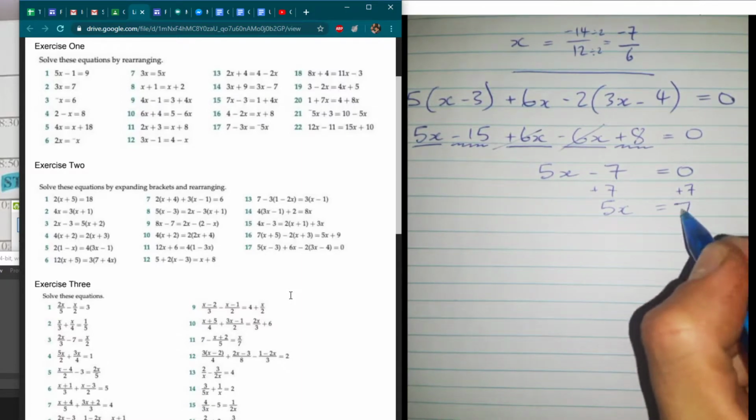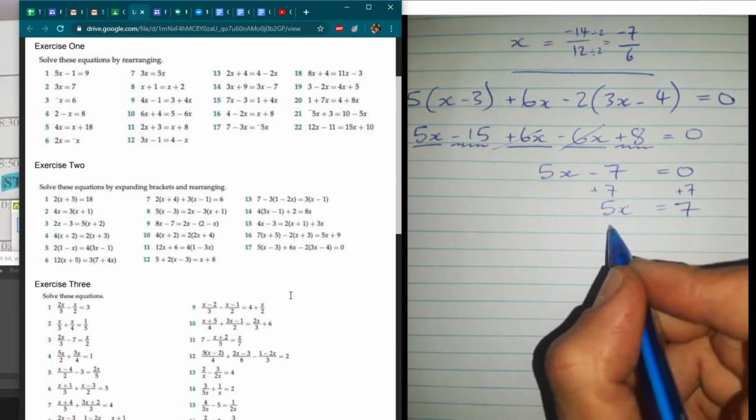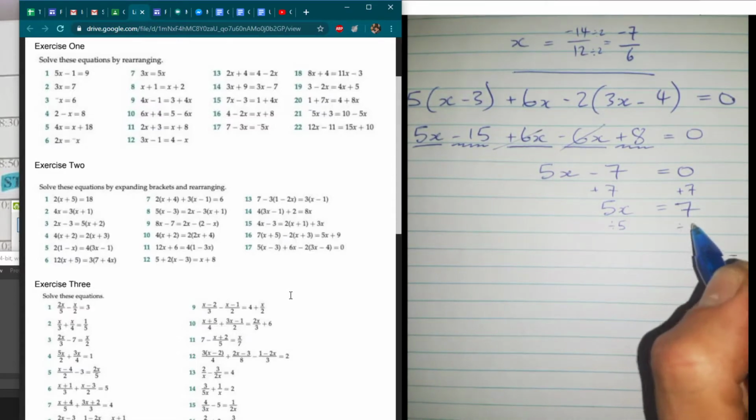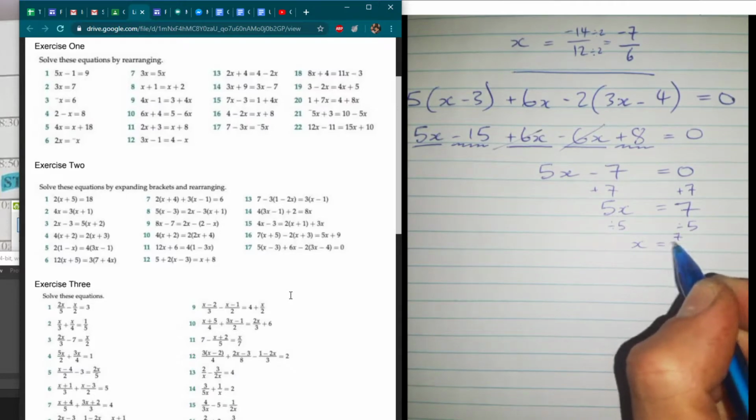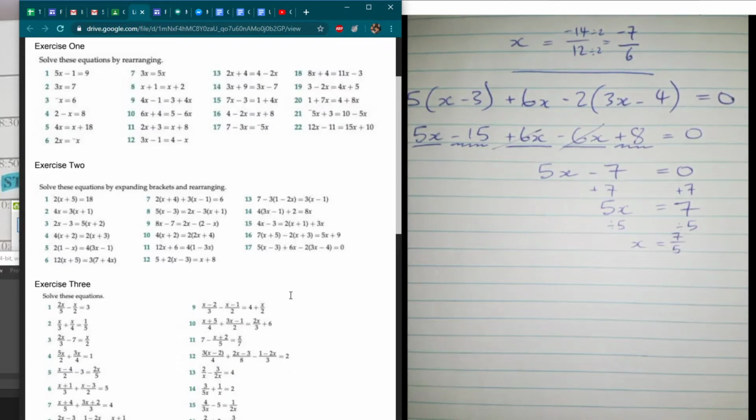Then we just need to get rid of the times 5. We'll just divide by 5 on both sides to do that. So then x equals 7 over 5, and that can't be simplified anymore. Alright. So example number 3 that I'm going to give you.